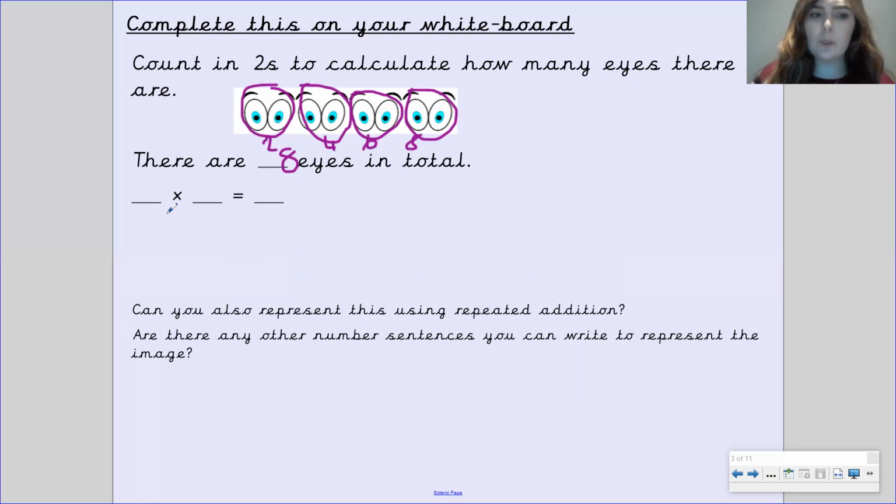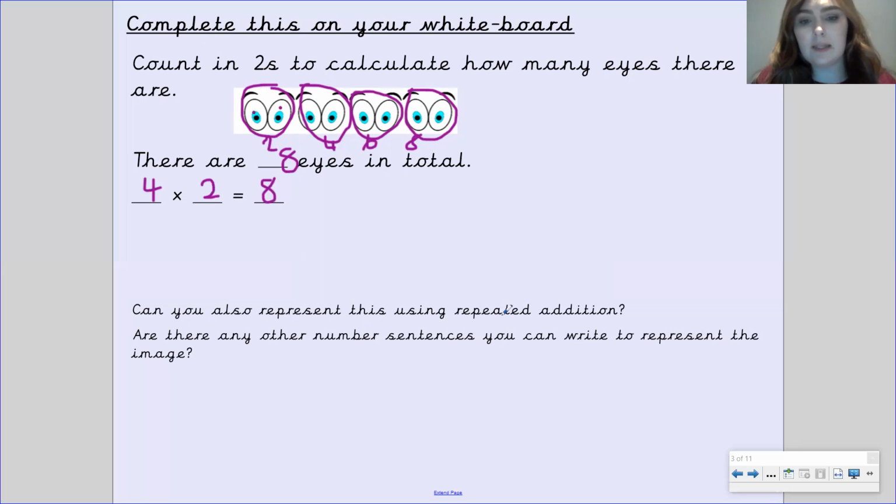Now, how could we write this as a multiplication sentence? Pause the video to have a think. Now, to answer this one, we needed to look at the amount of groups we have and how many we have in each group. So we've got 1, 2, 3, 4 groups. So 4 times how many in each group, which is 1, 2. And that gives us the answer of 8. Well done if you got that.